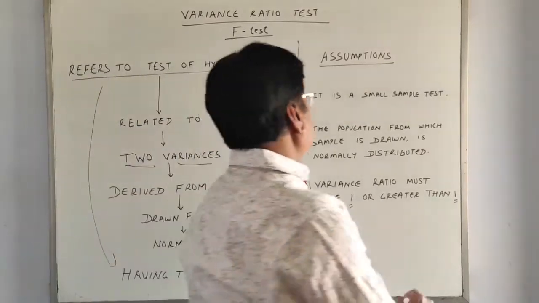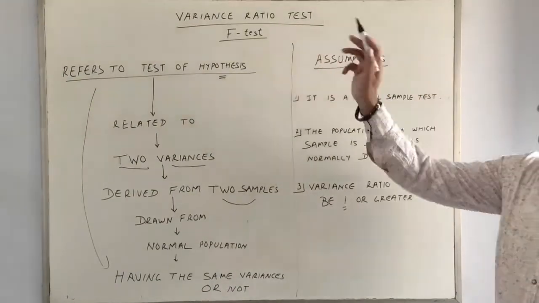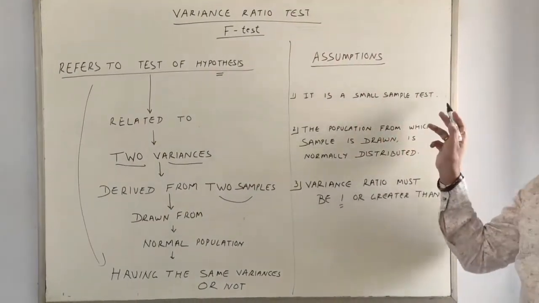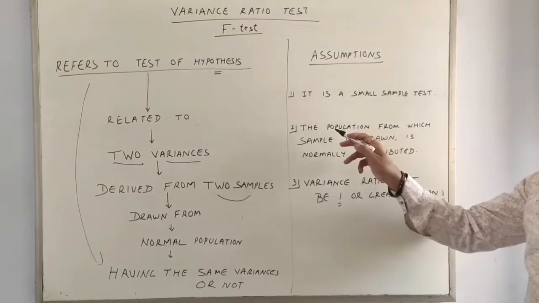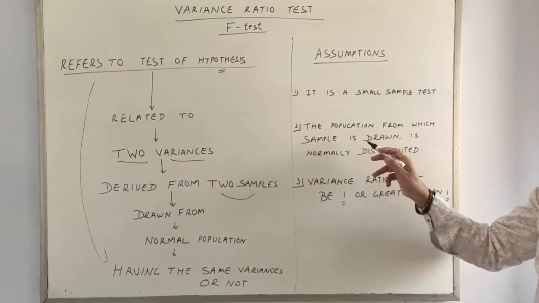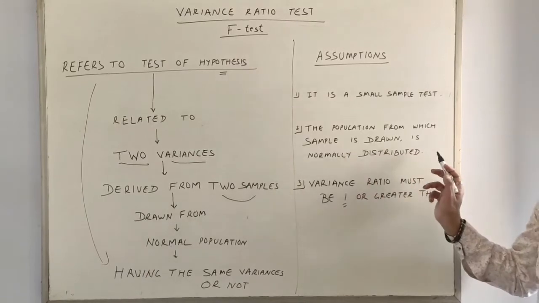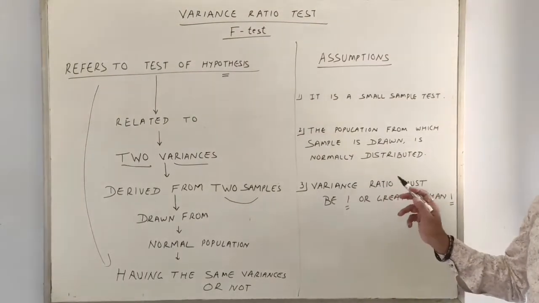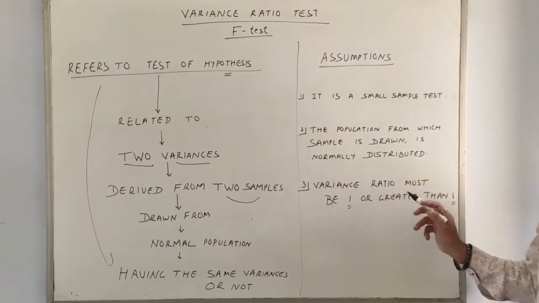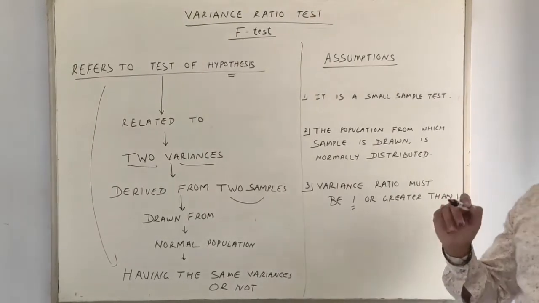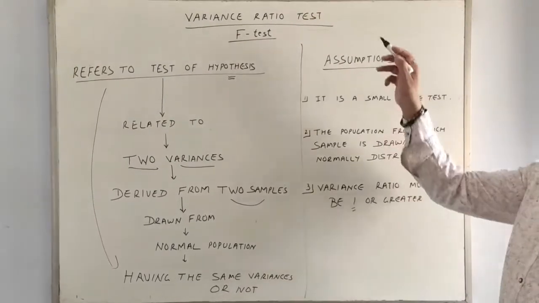The assumptions of the F test are: it is a small sample test; the population from which the sample is drawn is normally distributed; and the variance ratio must be 1 or greater than 1. So these three are the assumptions of the F test.